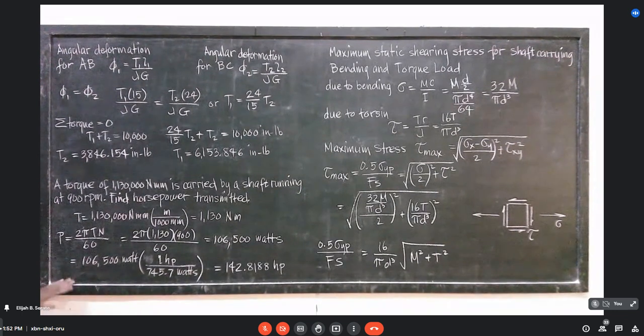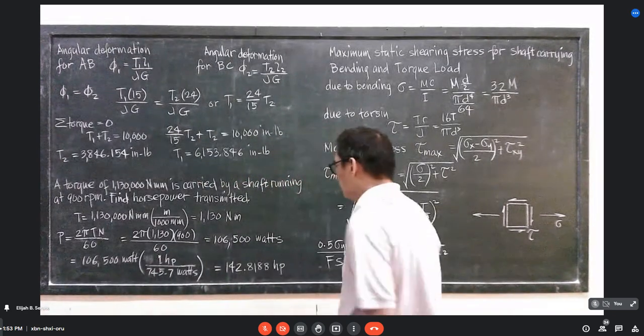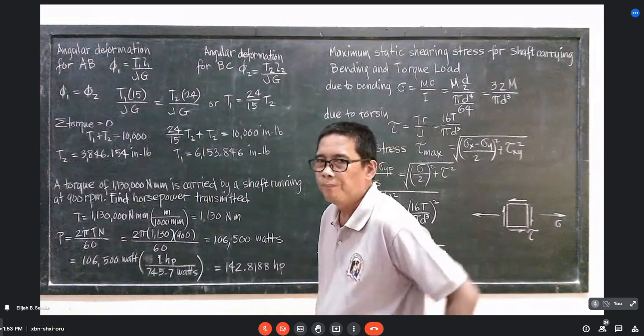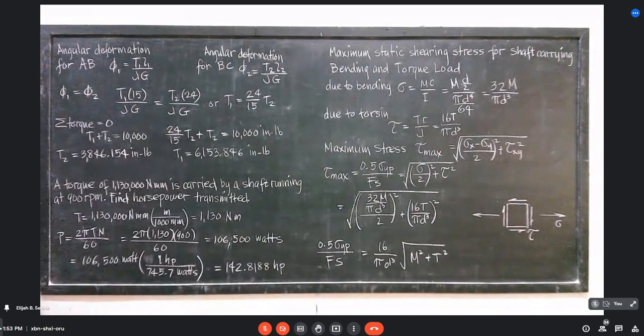Now, the power being asked is horsepower, so the power should be in horsepower. I'm using the conversion of 746. The textbook probably did not round it off to three significant figures. So if you have 105,745.7 watts, then we will have 142.8188 horsepower. Any more questions? Of course, if you have reviewed our previous topic, then it is easy to understand this.